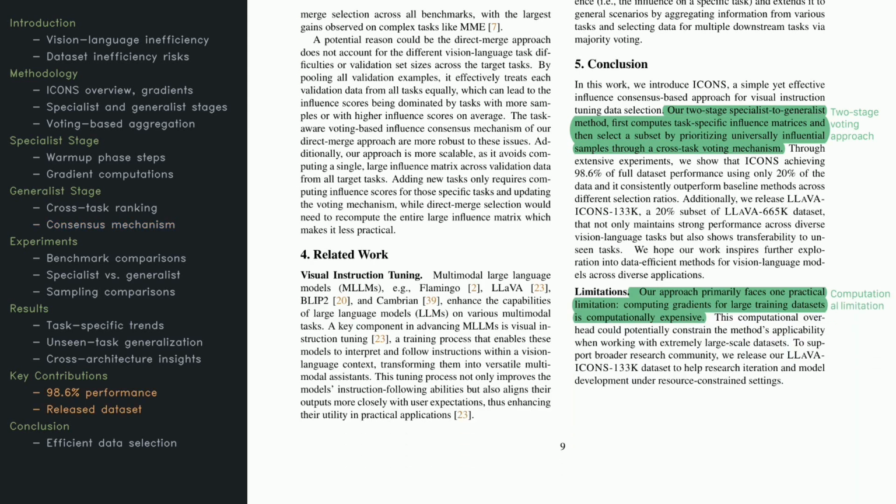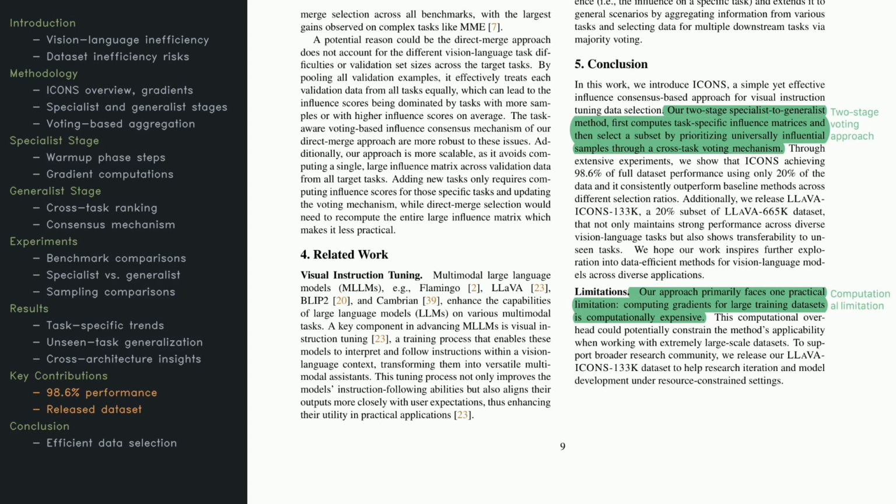Finally, Icons addresses the limitations of previous approaches by applying a task-aware, voting-based influence consensus. It avoids problems caused by letting one task dominate the selection and can be updated for new tasks without too much extra computation. Achieving 98.6% of full performance with only 20% of the training data, it also transfers well to tasks and domains it hasn't seen before.